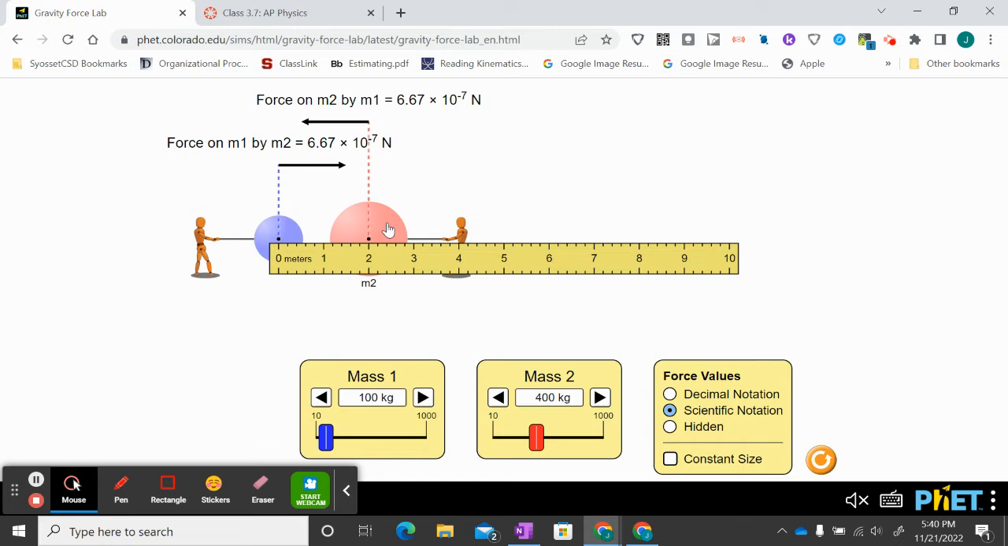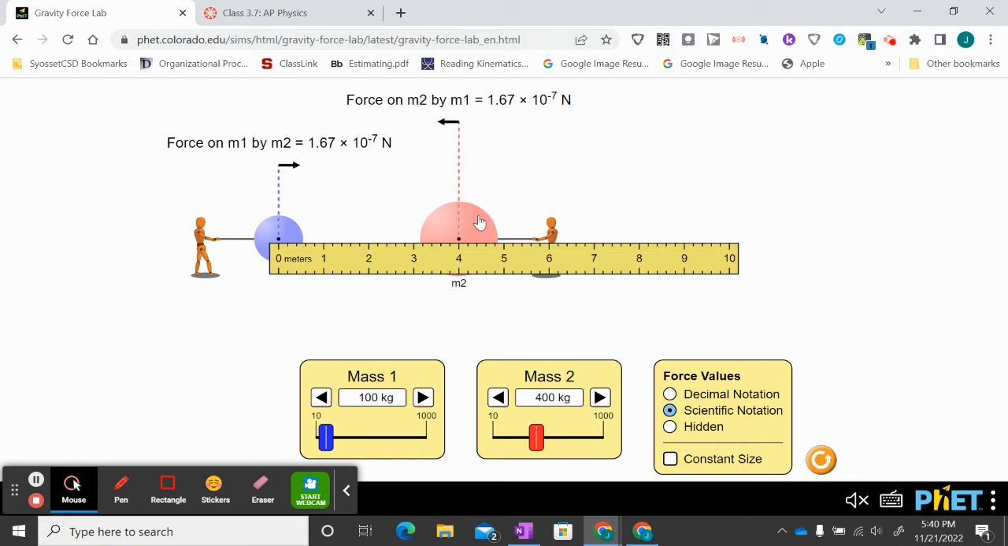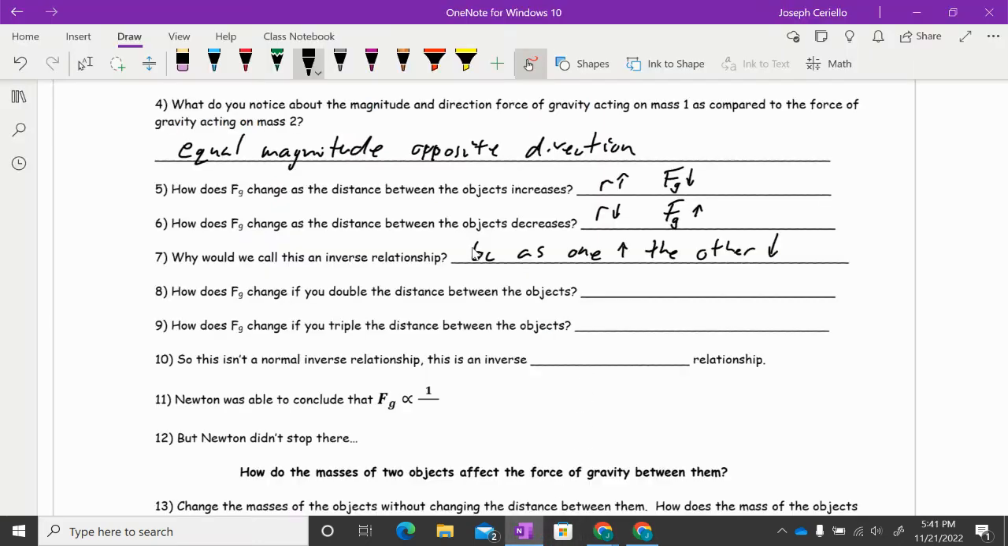But let's double the distance now. Look what happened to the force. Now it's 1.67. So think about what just happened there. We went from 6.67 to 1.67. So if we have 1.67 over 6.67, that's actually equal to 1/4. So we have 1/4 the force of gravity.